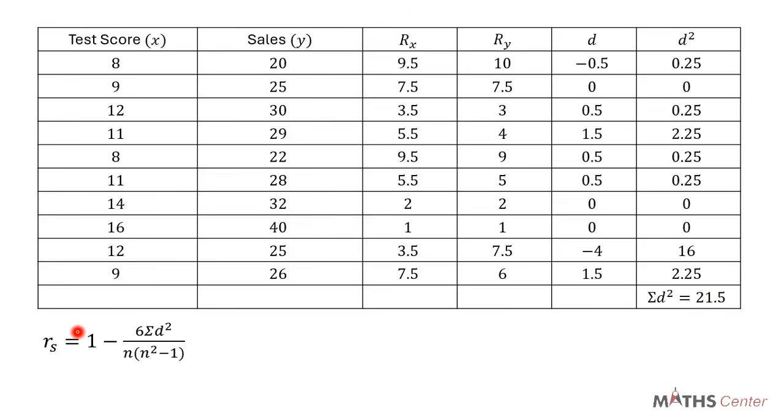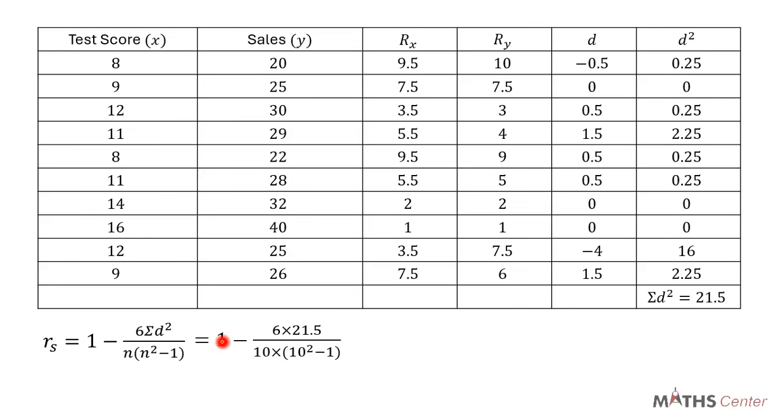The Spearman's rank correlation coefficient is given by the formula RS is equal to 1 minus 6 times sigma D squared divided by n into bracket n squared minus 1. We have the sigma D squared to be 21.5. The n is the number of data points. From the table, you can see we have 1, 2, 3, 4, 5, 6, 7, 8, 9, 10. We have 10 data points, so n is 10. And so we can substitute that information here.